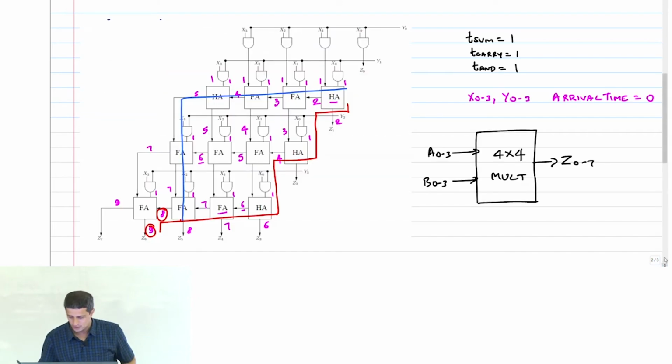Okay. By the way, if I were to assume x is m bits and y is n bits, then what is the expression for the critical path delay of my array multiplier?